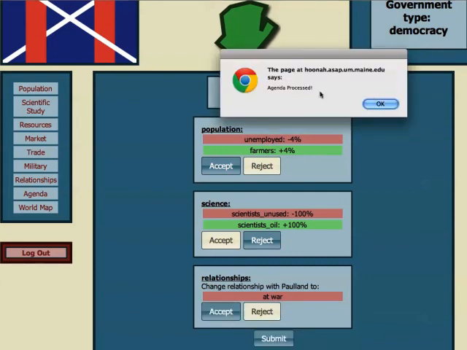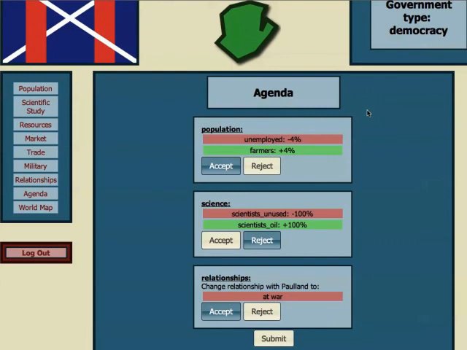submit it. The agenda will be processed and will be reflected in the next year, which is ended by the teacher. Once that's made, I'll be able to see the consequences of my decisions and make better decisions in the next future years.